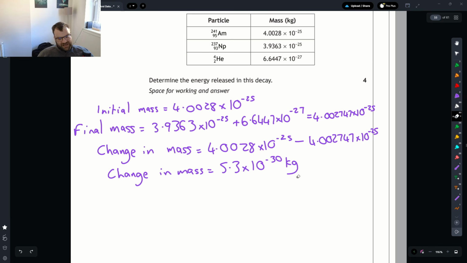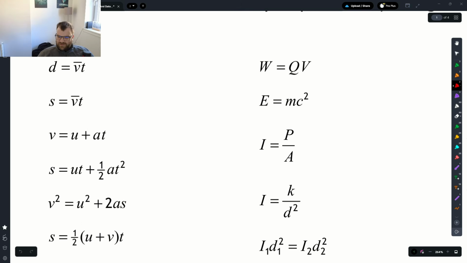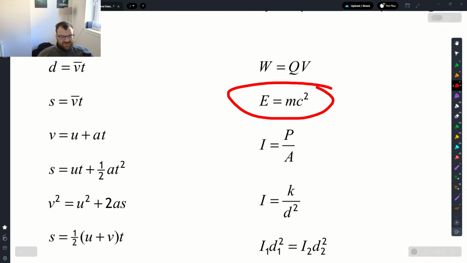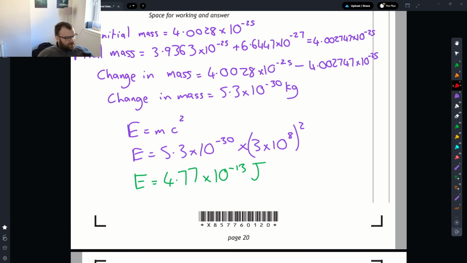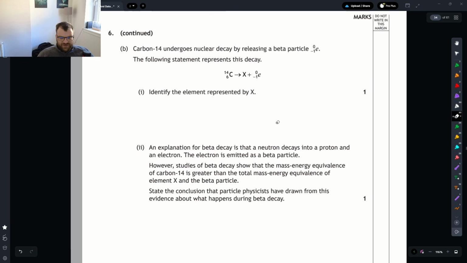We have got mass. We want to get energy. That means we're going to be using E equals mc squared. Plugging that in, we know the mass and the speed of light. Plug those values in, and the calculator takes care of the rest to get us an answer of 4.77 times 10 to the minus 13 joules.